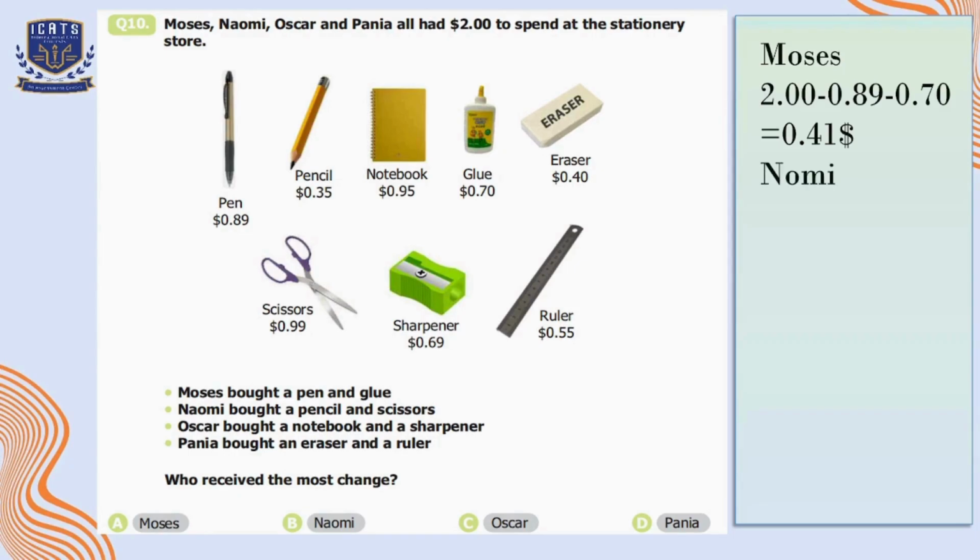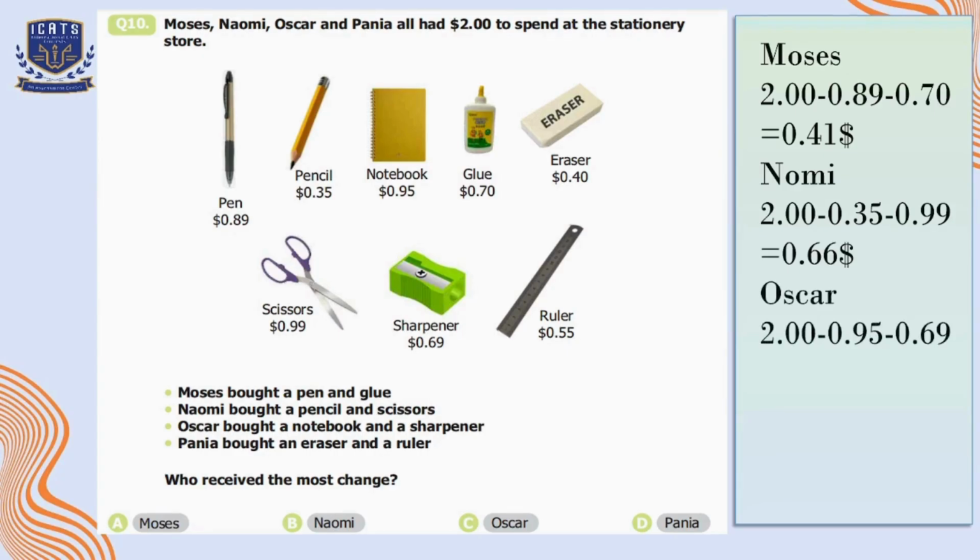Similarly, if we calculate it for Nomi, he bought a pencil and scissors. So the remaining amount he has is $0.66. Then Oscar bought a notebook and a sharpener. So if we subtract the amount out of $2, the remaining amount is $0.36. And for Pania, when we subtract the amount of the eraser and ruler out of $2, the remaining amount is $1.05.